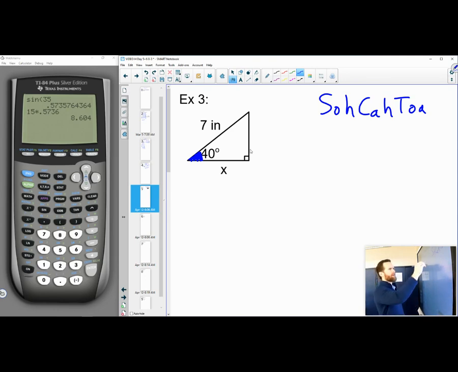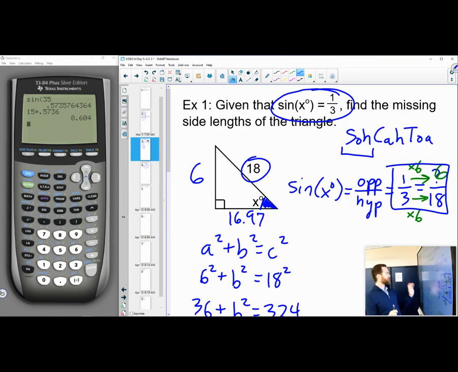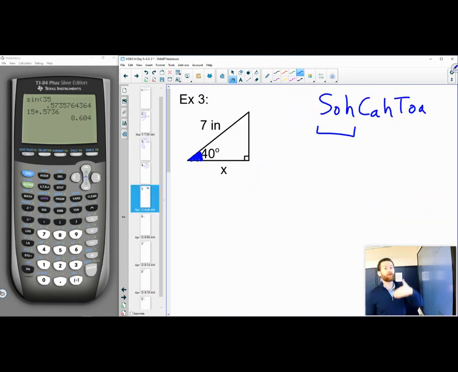The first big choice we have to make is, which one do we want? Is sine going to be helpful? Is cosine going to be helpful? Is tangent going to be helpful? Because just because we used sine on the last two examples doesn't mean we're going to use sine every single time. So actually, let's say we make that mistake.